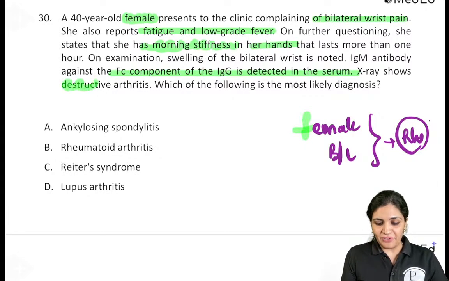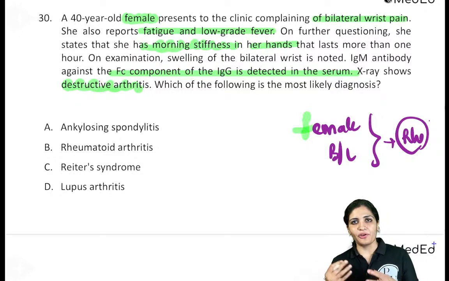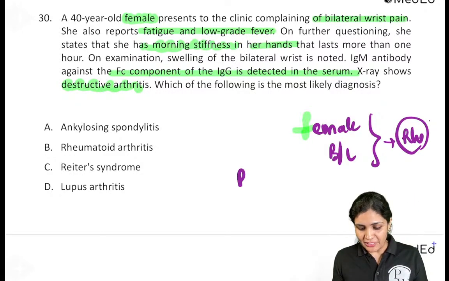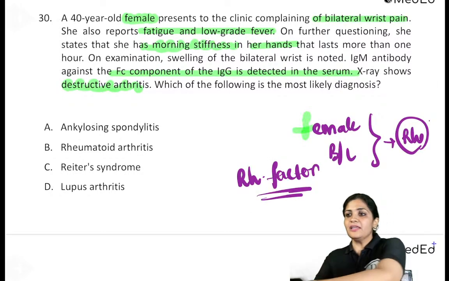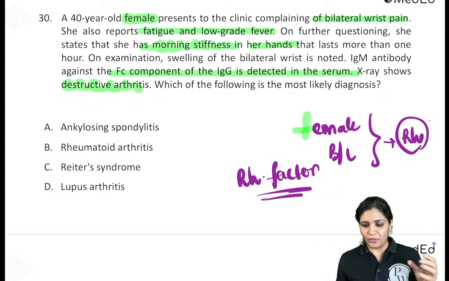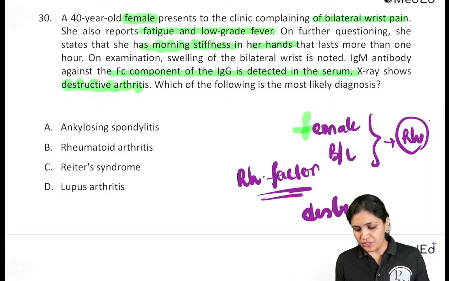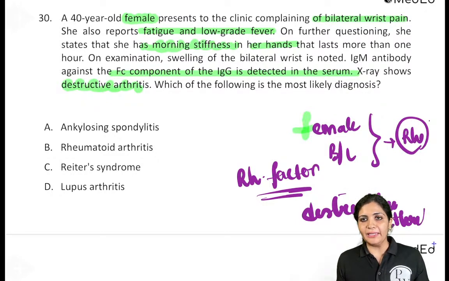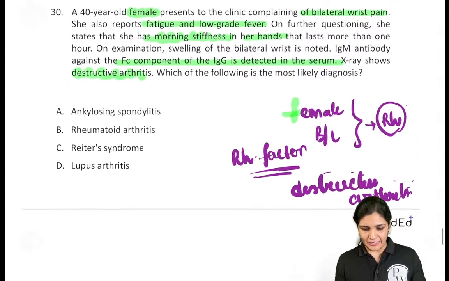X-ray shows destructive arthritis. So these are all the confirmation for your rheumatoid arthritis, right? This antibody against the Fc component of the IgG that I'm talking about is nothing but your rheumatoid factor. Then you have the X-rays showing the destructive arthritis. So this is also an indication that we are dealing with rheumatoid arthritis, right?